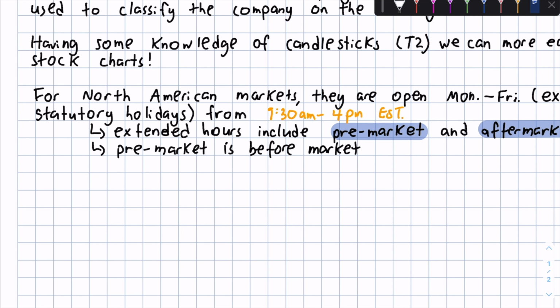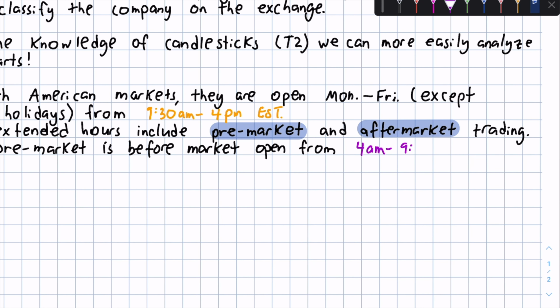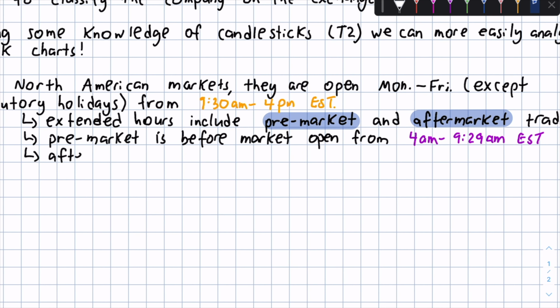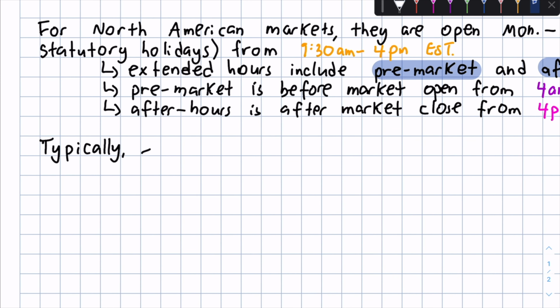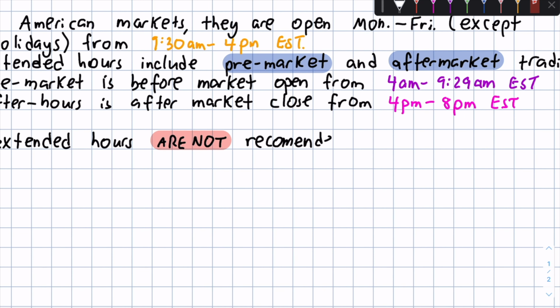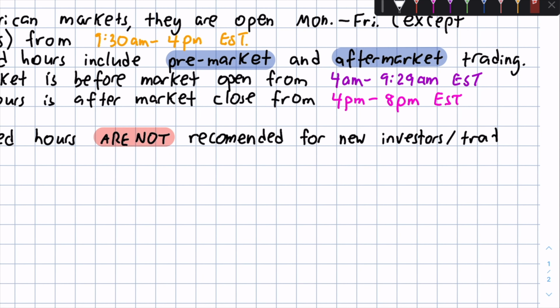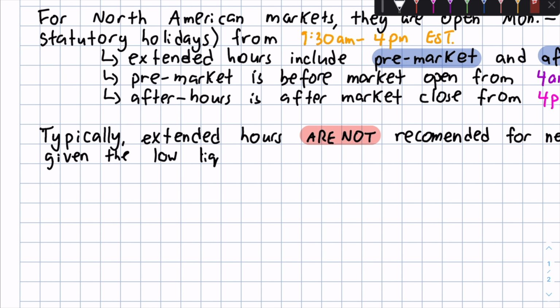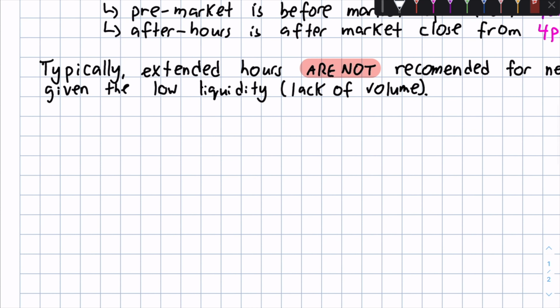Pre-market is before the market open, from 4 a.m. to 9:29 a.m. Eastern Standard Time, and after hours is after the market closes, from 4 p.m. till 8 p.m. Eastern Standard Time. So typically extended hours are not recommended for new traders and investors, and this is simply because there is low liquidity or lack of volume in the market at that time.